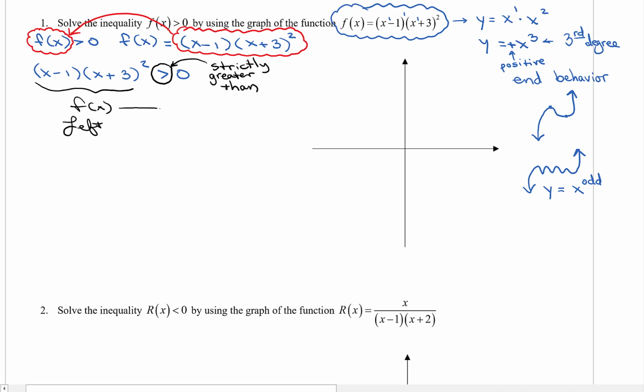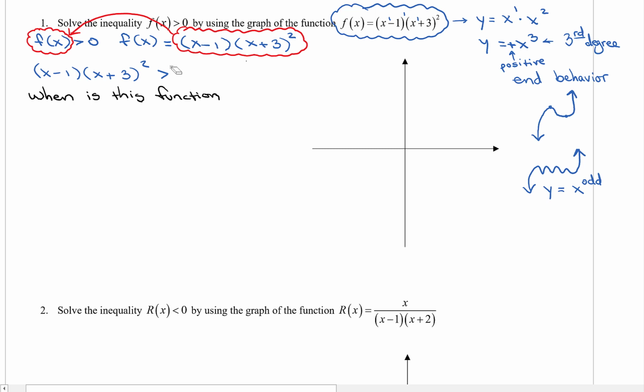And it's also good to have the f of x written on the left-hand side, because we read inequalities from left to right. So it's easier for me to say, when is f of x greater than 0? I always like to put my function on the left-hand side, so that when I read it out loud, it makes more sense to me. So basically what this inequality is asking is, when is this function greater than 0?